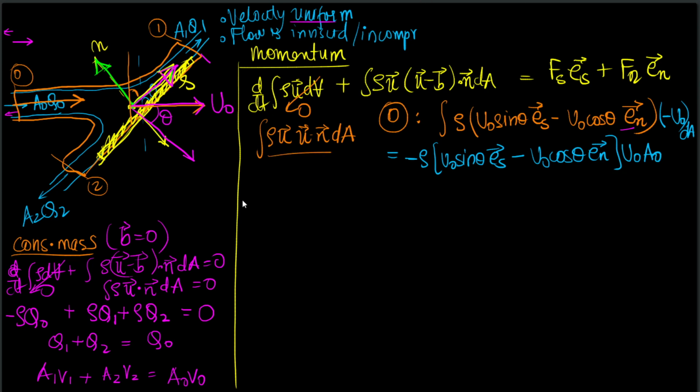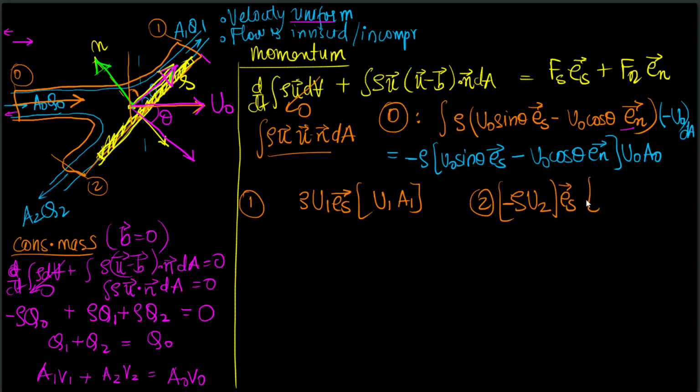What about this particular term for section 1? It will be integral rho, and this velocity is u1 in the es direction times the flux, so it will be simply u1 times a, and this integral vanishes because I have directly written down all the integrated stuff. What about section 2? It will be rho u2. Now the velocity is in the minus es direction, so this will be minus rho u2 es, and the flux will be u2 a2.